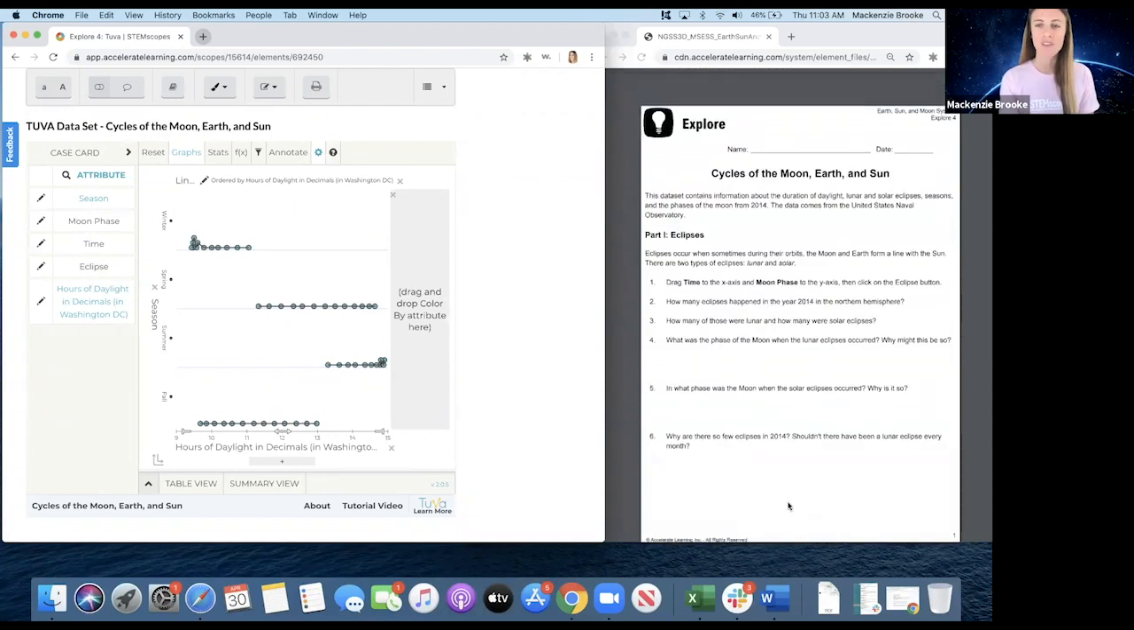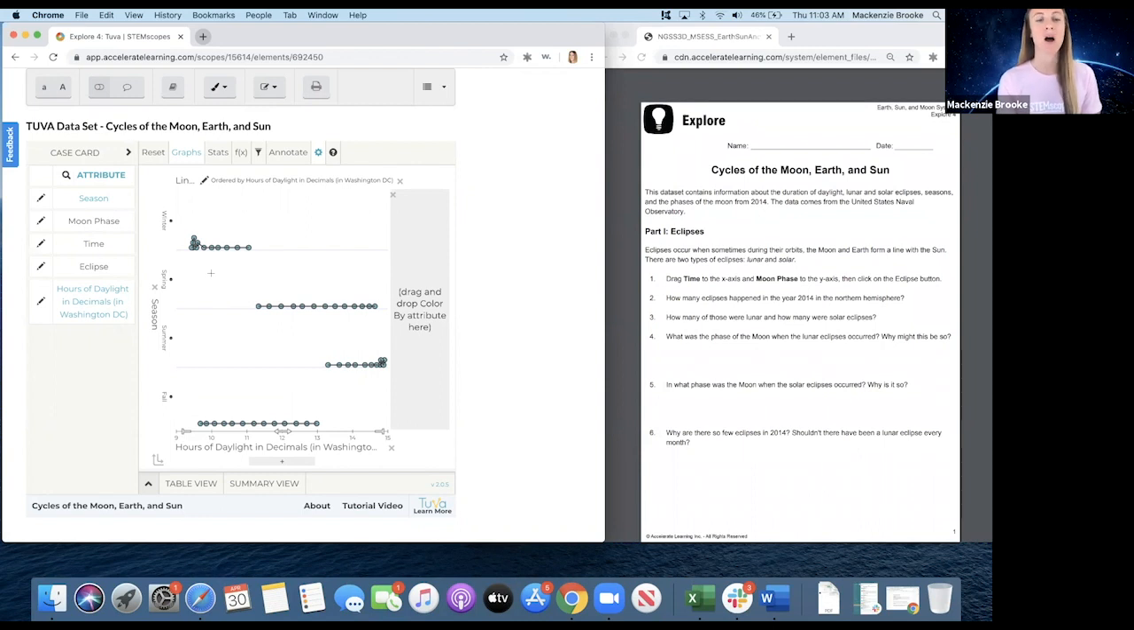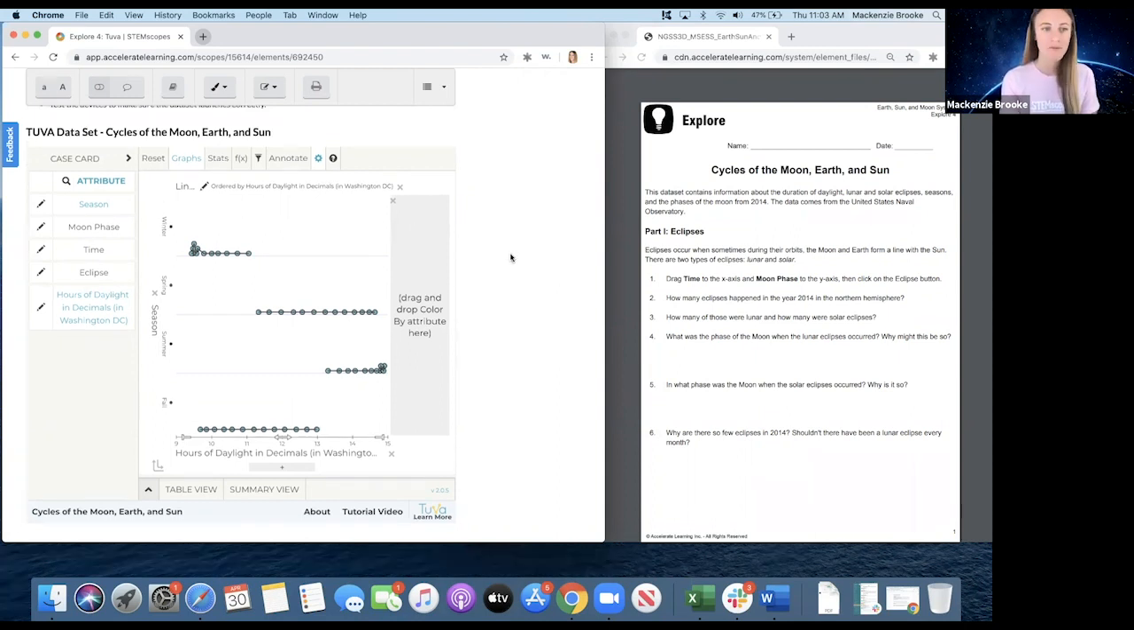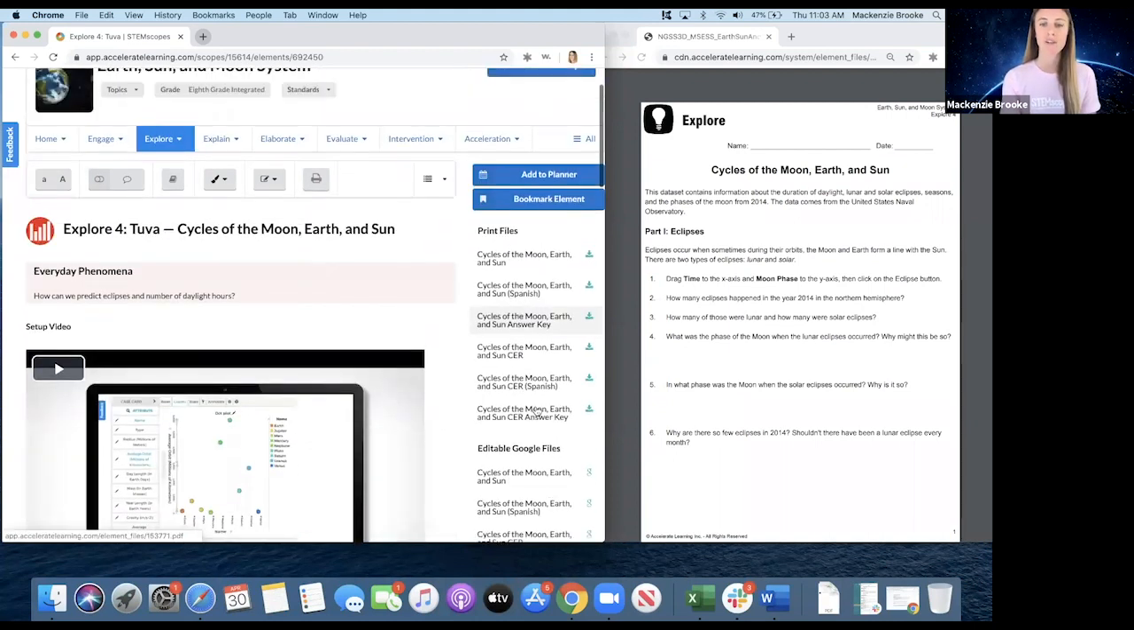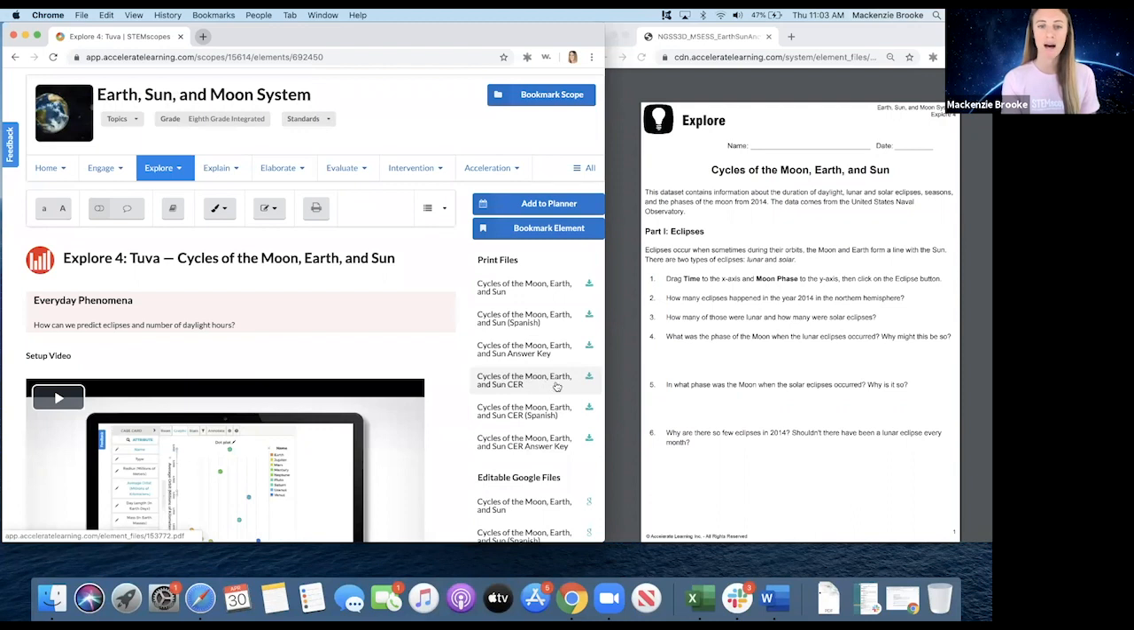And I hope that after all of this, you were able to observe a bit more of some patterns with this data manipulation tool of our Tuva data set, but also learn a little bit more about the moon, Earth, and sun system. So from here, if you had some fun doing this explore activity, I do recommend coming back up. Feel free to fill out this claim evidence reasoning activity here.